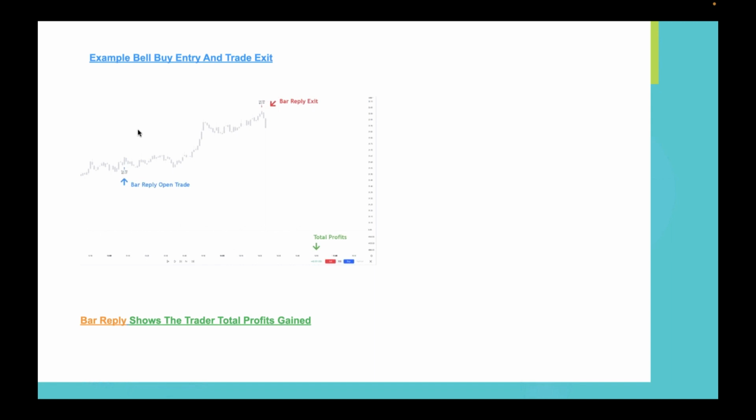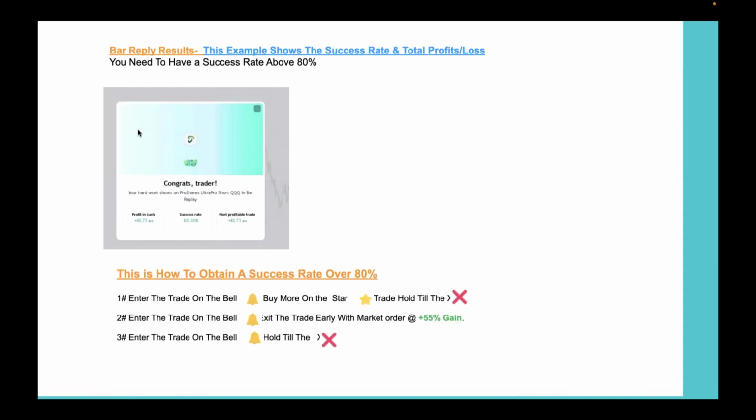So then the next thing you're going to do when you do the bar replay is you're going to see an exit come in and you're going to exit the bar replay. You're going to sell. You should see an X when you choose to sell, or you can sell when you see yourself at a profit. And then on the bottom of your screen, it'll show your profit. So it's gamifying the practicing of buying and selling and swing trading. The bar replay shows the trader total profits gained on the lower right where you see total profits.